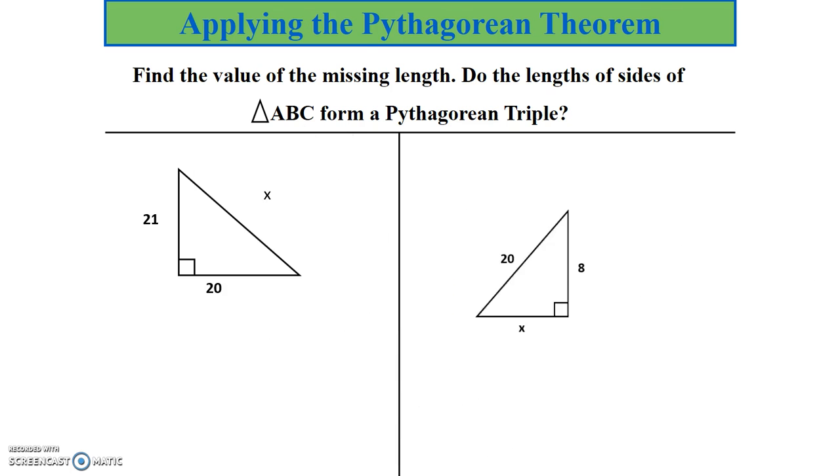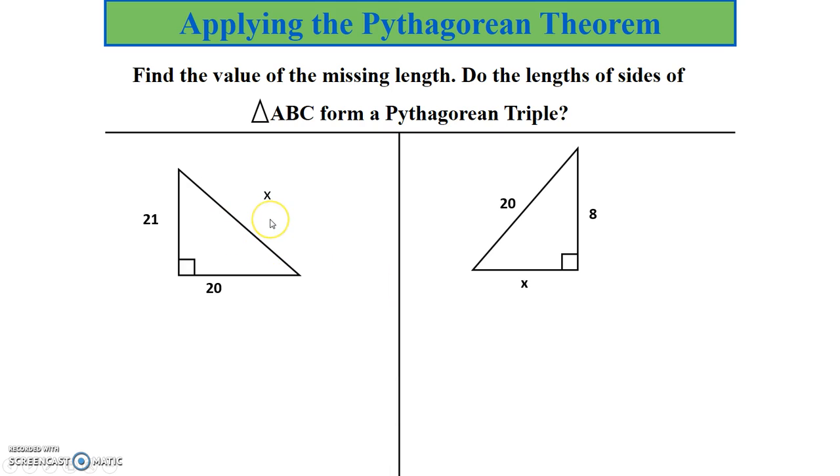Alright, so here's two examples. Find the value of the missing length using the Pythagorean theorem. So 20 squared plus 21 squared equals x squared. That's how we would set that one up, and we will get x equals 29. And I would practice this one if you have a piece of paper. I would definitely practice and write down some of these examples.